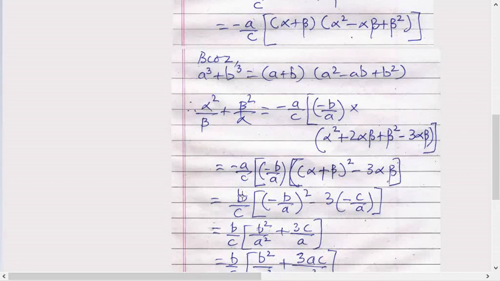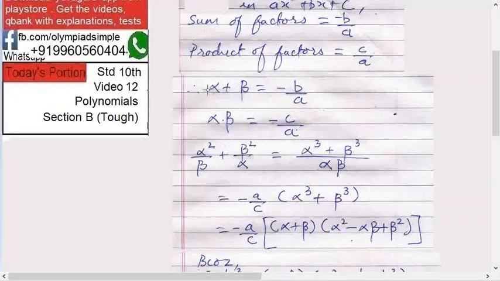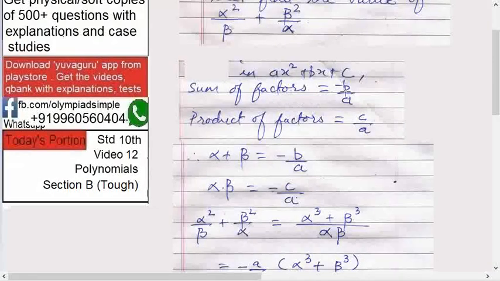b upon c. Okay, into, now inside, alpha plus beta is what? Minus b upon a, right? The whole square. How come? You might have forgotten by now what is minus b upon a. See, it is this. Alpha plus beta is minus b upon a. Alpha beta is c upon a. Means sum of the factors and product of the factors, right?